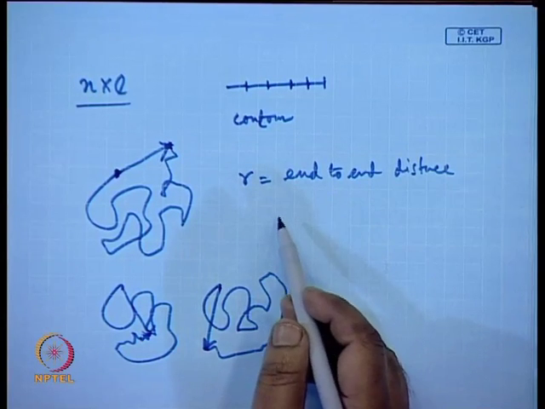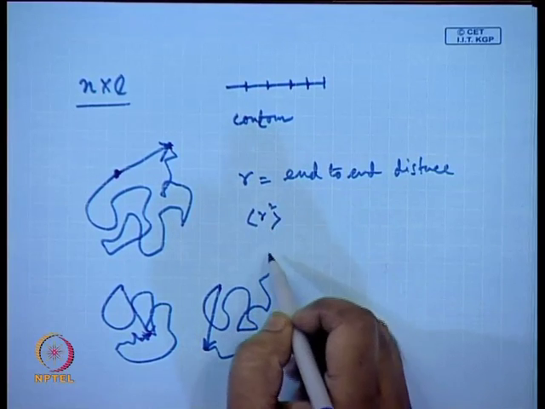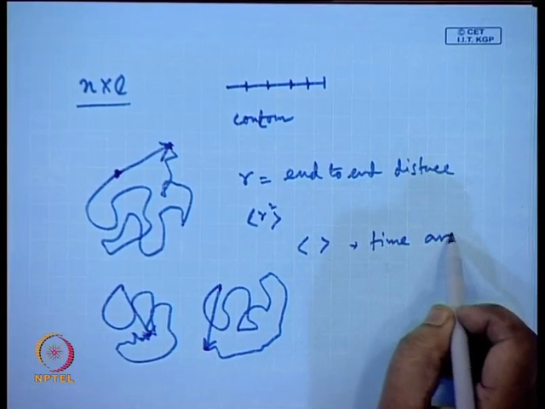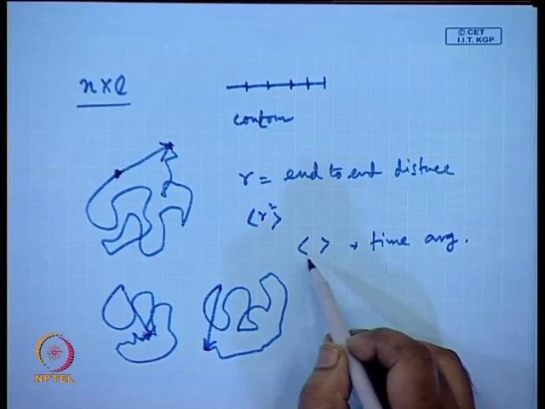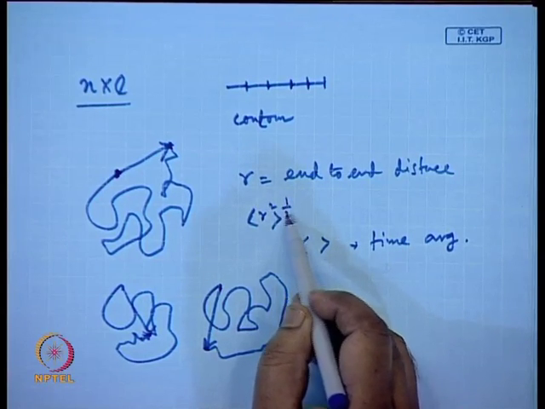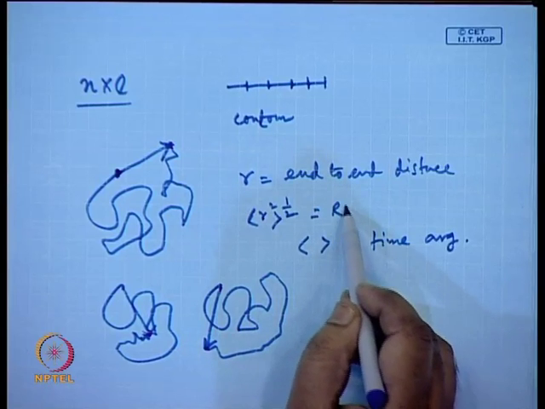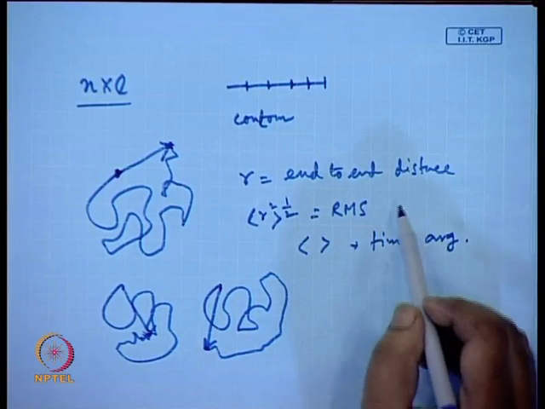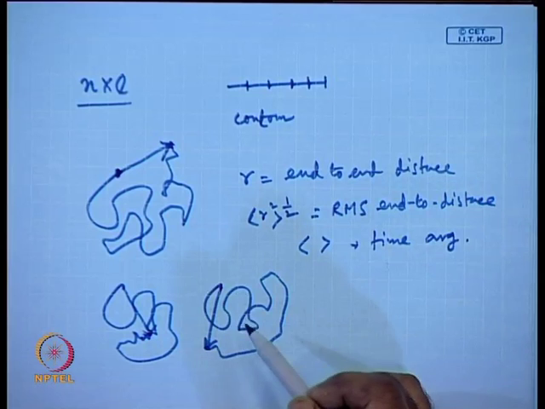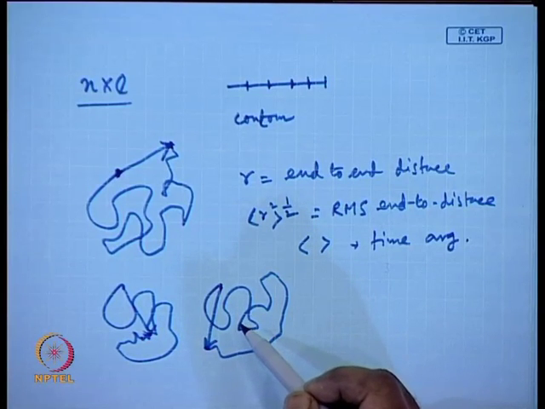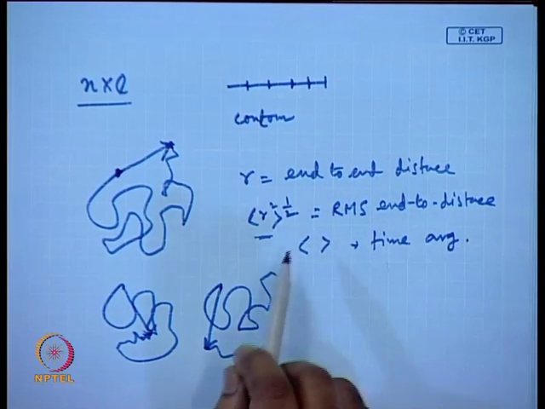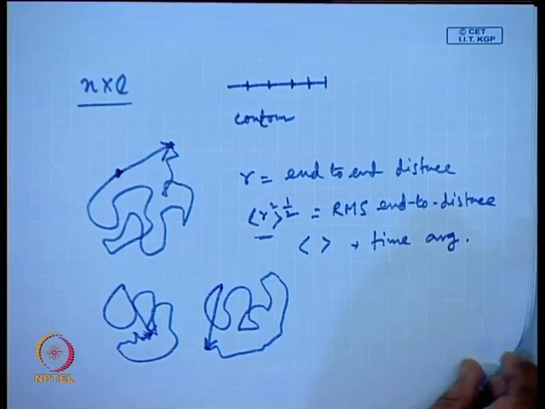So, what we do is statistically find the probability of finding one length, and then use this term, where this represents the time average. So, with time, what is the average? R square to the power half. That is the root mean square end to end distance. Because the polymer is always changing its conformation, you cannot write a fixed R, you have to write a statistical parameter, which is given by the root mean square end to end distance.